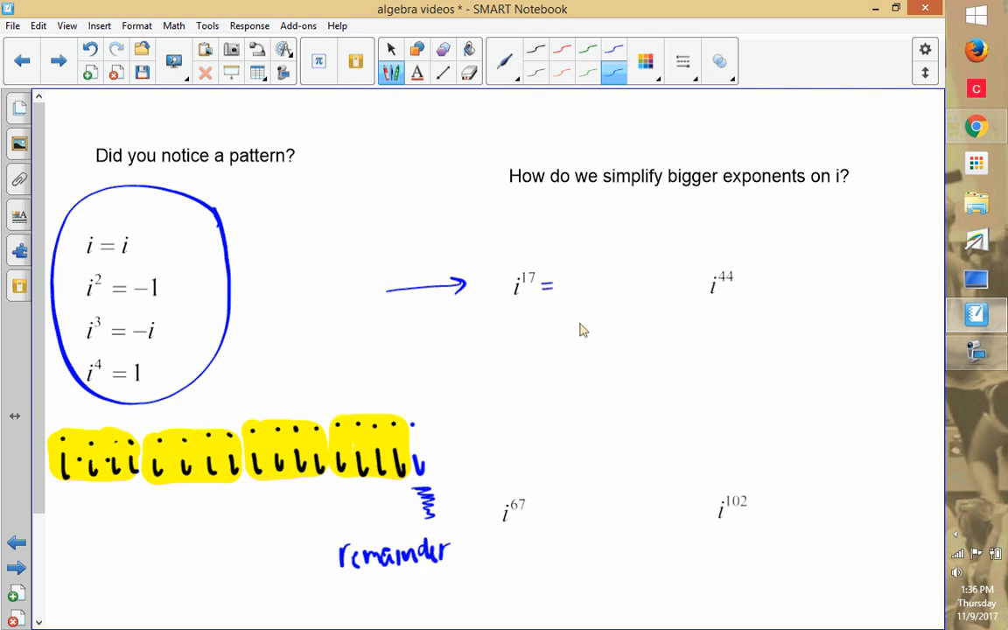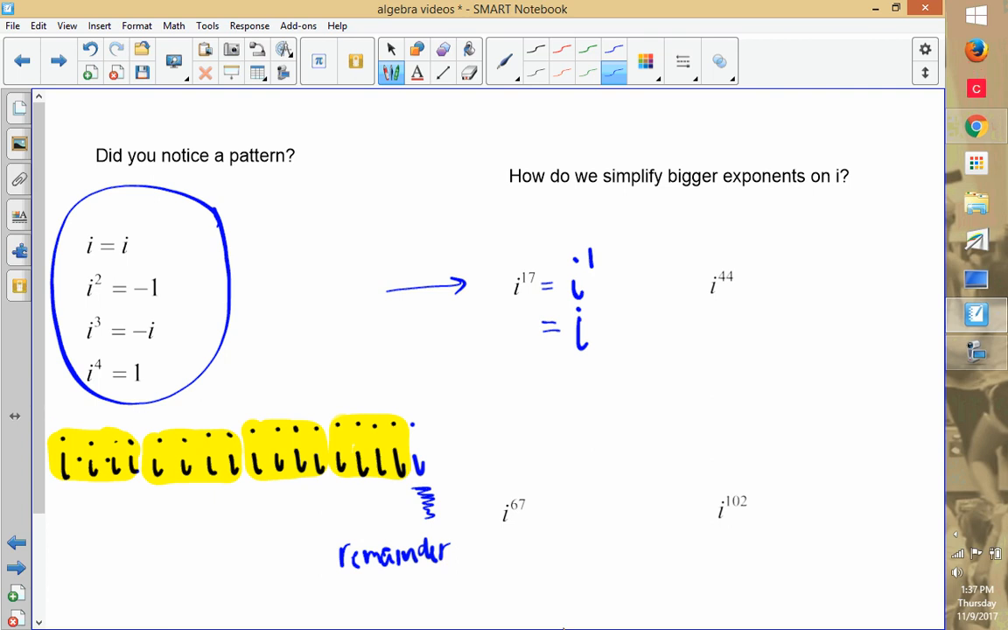So if you have i to the 17th, we have a remainder. We're going into the next pattern. So that means that it's equivalent to i to the first, which is really just i. So to find out any other exponents on i, we're going to go back to elementary long division to figure out what the remainder is so we can see where into the next pattern we've ended.